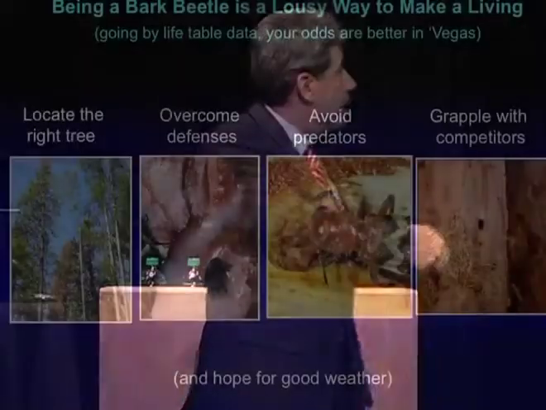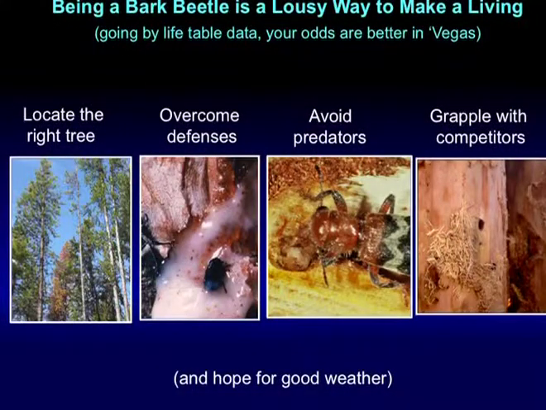But in reality, a lot of things have to go right for beetles to be able to develop successfully. First of all, they have to locate the right tree. It has to be the right species. It has to be the right age category. It has to be the right physiological condition. Then they have to overcome all of those defenses as they're boring in.